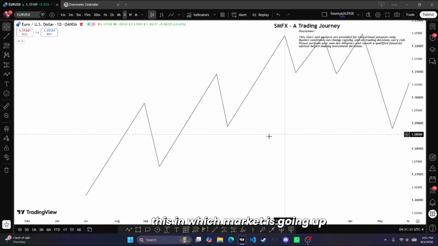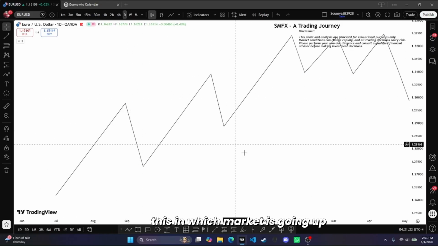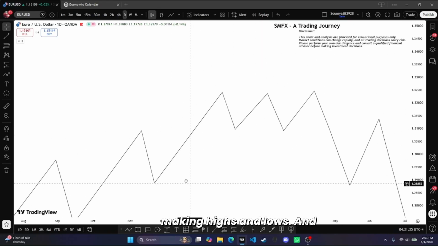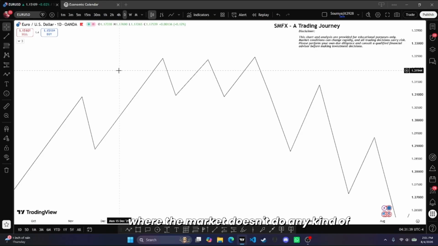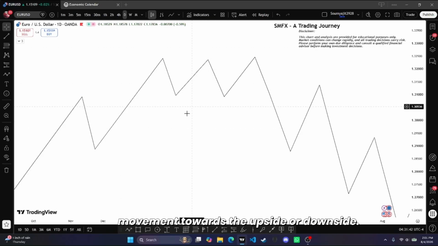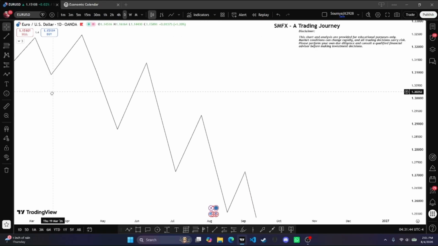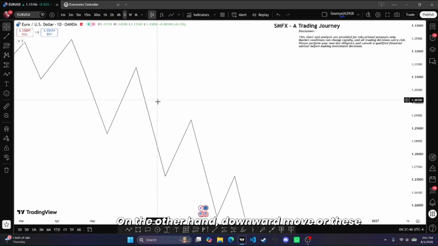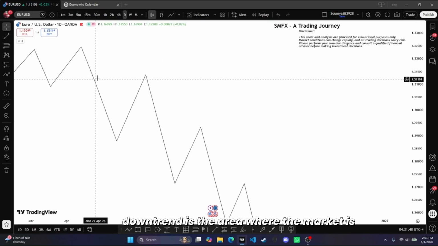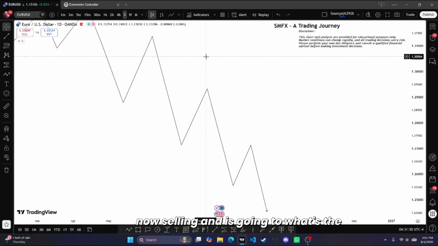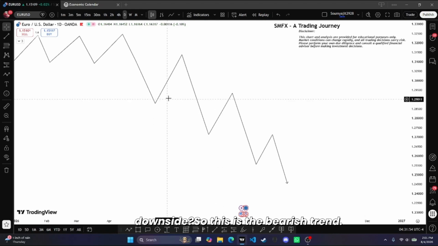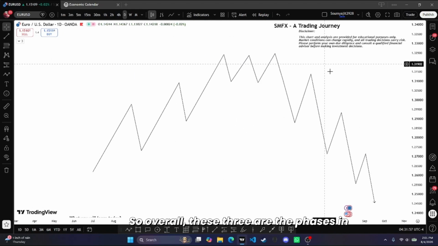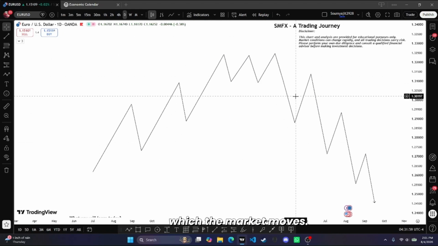Now, what is bullish structure? Bullish structure refers to this in which market is going up, making highs and lows. And consolidation is this particular area where the market doesn't do any kind of movement towards the upside or downside. On the other hand, downward move or this downtrend is the area where the market is now selling and is going towards the downside. So this is the bearish trend. So overall, these three are the phases in which the market moves.